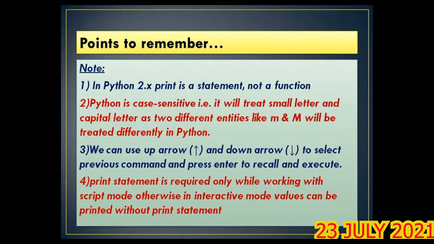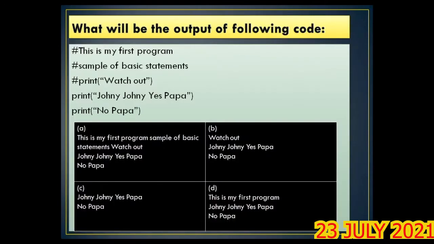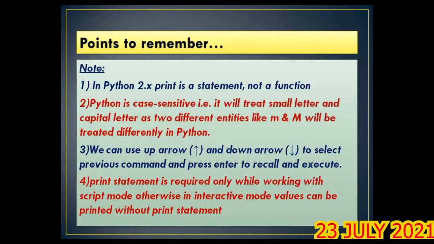Okay. Now what all things do we have to remember? We will go for the newer version, leave the lower one. Anyhow, we are working with 3.6 onwards or 3.5 onwards, not talking about 2 point something. Second point, Python is case sensitive. It will treat a smaller letter and a capital letter as two different entities, like small m and capital M will be treated differently in Python. That's what we call case sensitive.